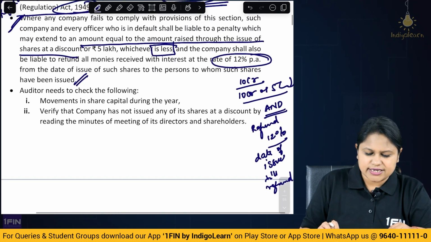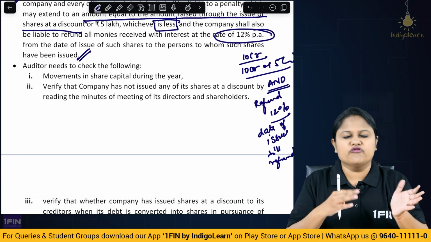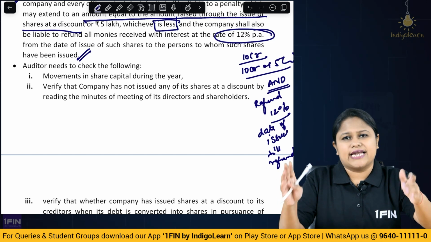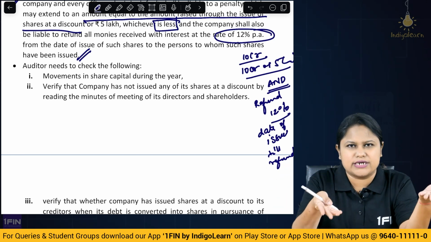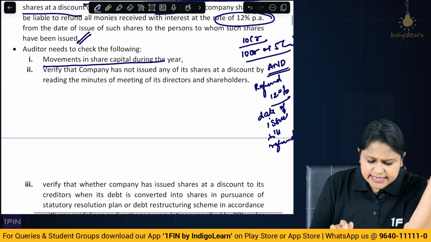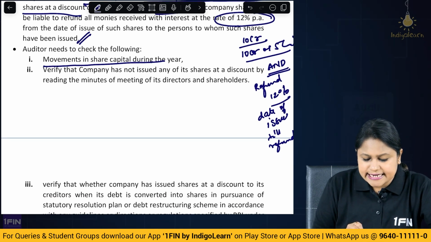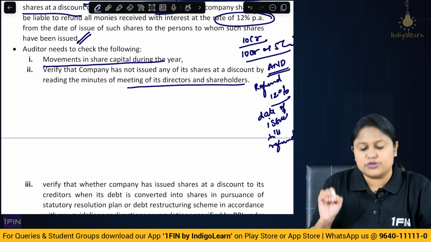Now what will the auditor check? See, this is the provision we understood. Now the auditor will check. First, as I told you, there is an increase, a movement. If movement is there, there has been an issue. And if there is an issue, we'll check whether it is issued at discount or not. So first, movement in the share capital during the year. Then verify that the company has not issued any of its shares at discount by reading the minutes of the meeting of its directors and shareholders.